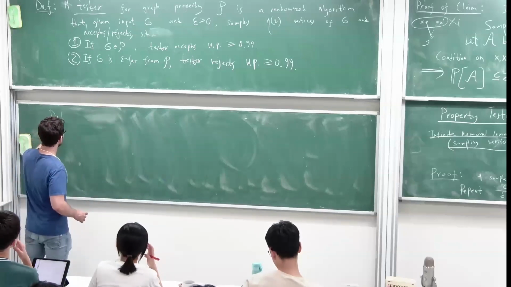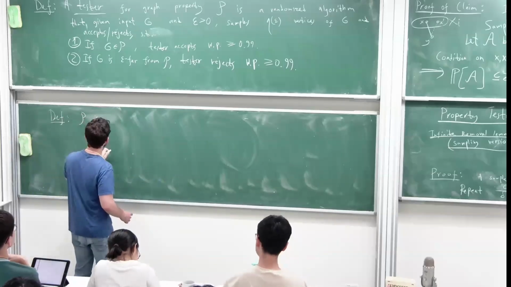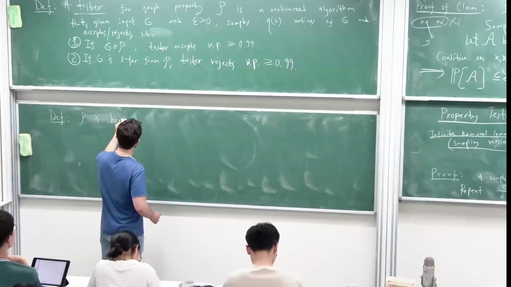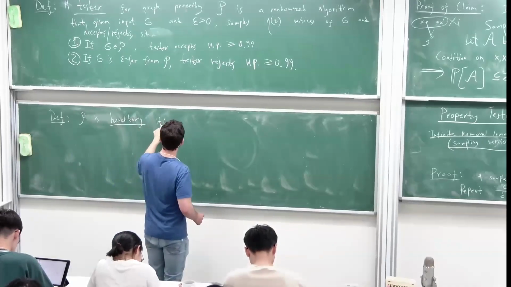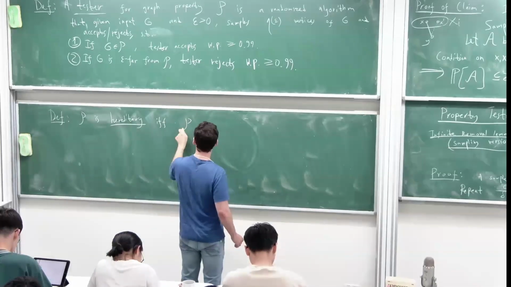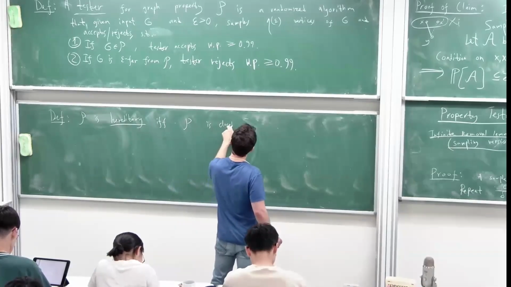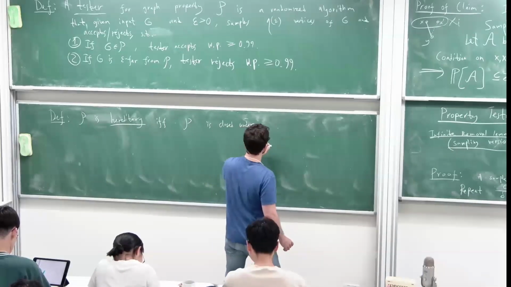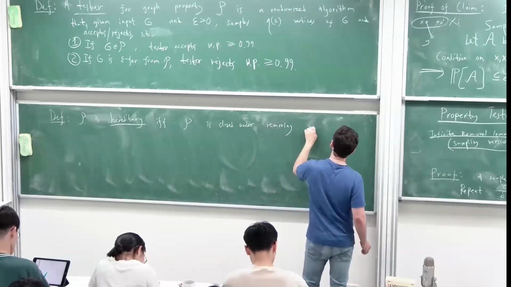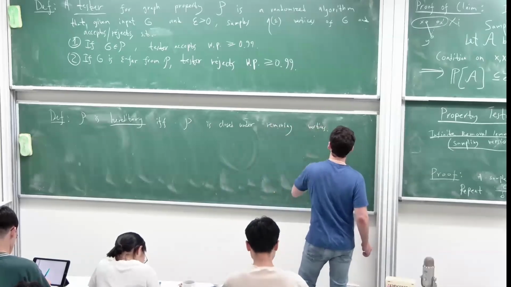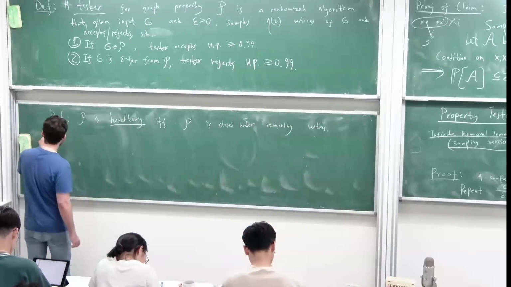So let me just have one more definition. A graph property P is hereditary if and only if P is closed under removing vertices.